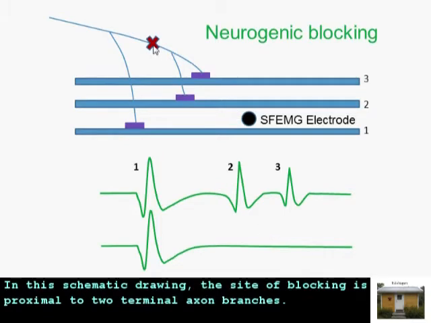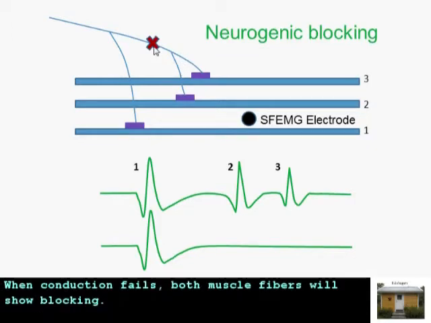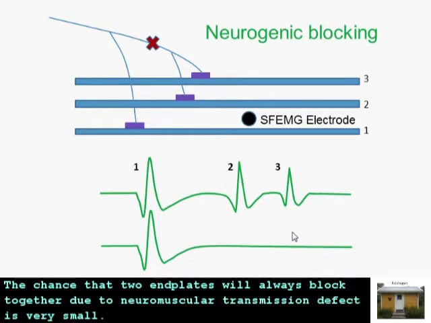In this schematic drawing, the site of blocking is proximal to two terminal axon branches. When conduction fails, both muscle fibers will show blocking. The chance that two end plates will always block together due to a neuromuscular transmission defect is very small.